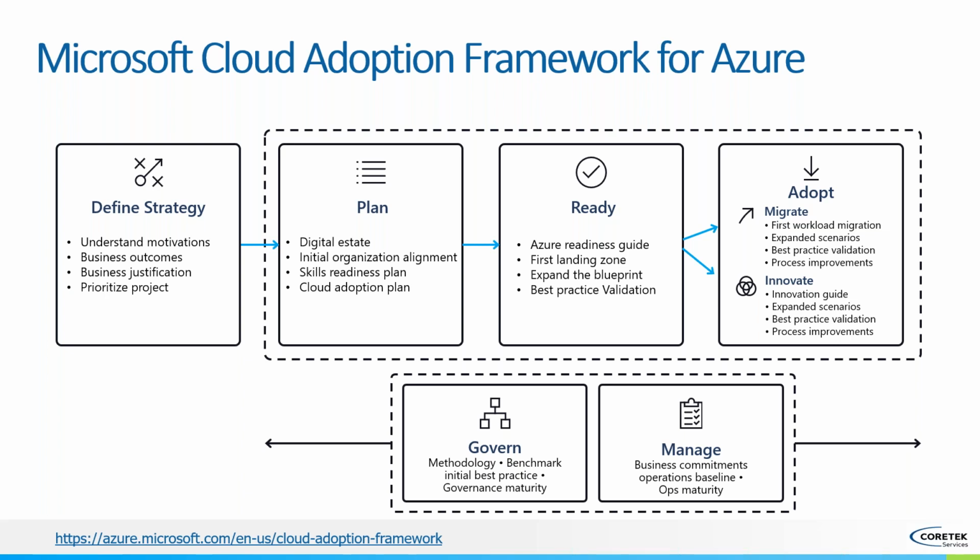Then when we move to the plan phase of CAF, specifically digital estate, that's ultimately understanding what's going on in your infrastructure. Where is your data? Where are your applications? How do they run? And really getting a handle on what kinds of dependencies there are. How do they interact together?